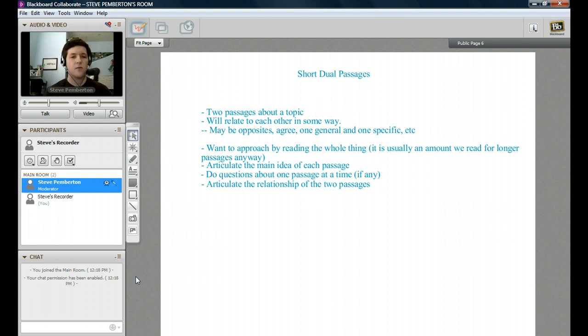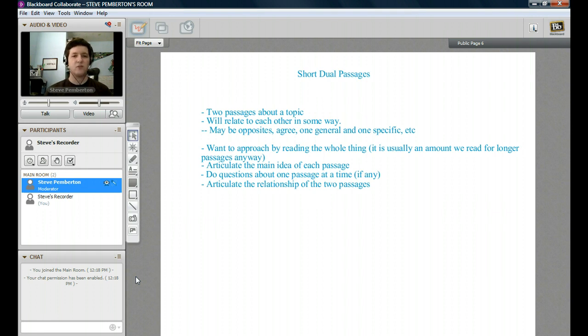And the passages themselves are going to have a relationship. Now the relationship can change. There's no way to necessarily know what it is beforehand. The relationship can be one passage takes one perspective and the other one takes the opposite perspective. Maybe they agree with each other and they're just reinforcing one another.